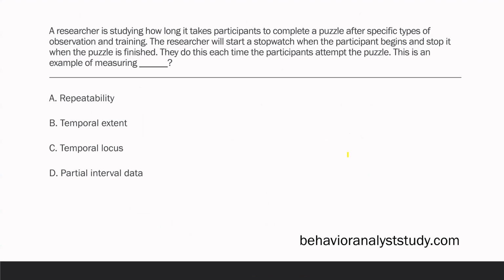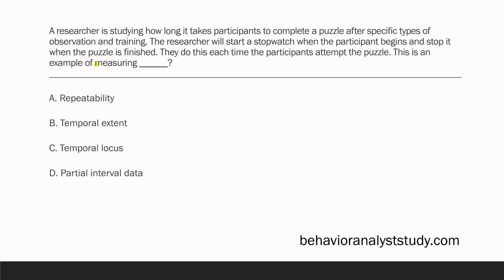A researcher is studying how long it takes participants to complete a puzzle after specific types of observation and training. The researcher will start a stopwatch when the participant begins and stop it when the puzzle is finished. They do this each time the participants attempt the puzzle. This is an example of measuring what?